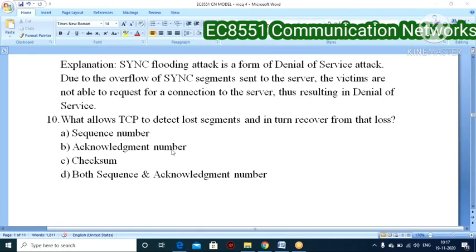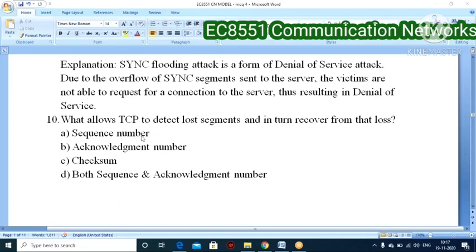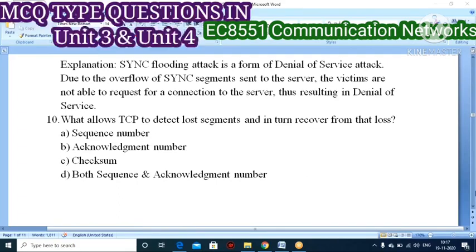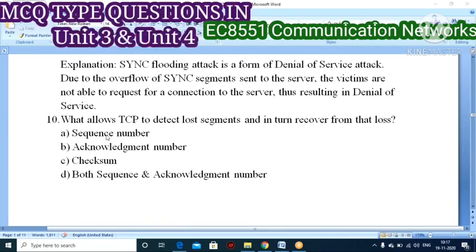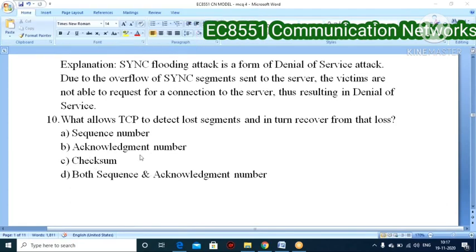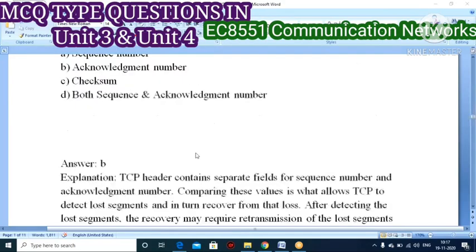Yeah. So based upon the acknowledgement number only, it will detect the lost segment. Okay, so the sequence number is for connecting. But the acknowledgement tells whether it is lost or damaged or corrupted. So this number only allows us to detect those cases, right? So acknowledgement number is the correct one.